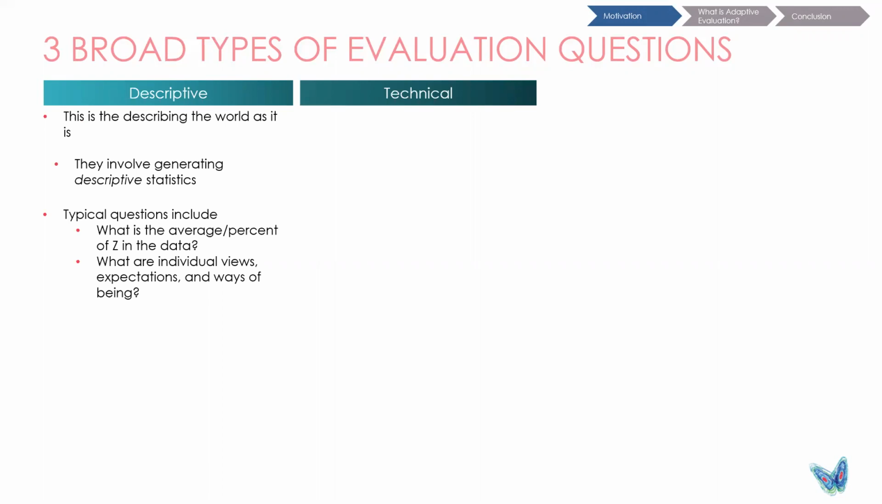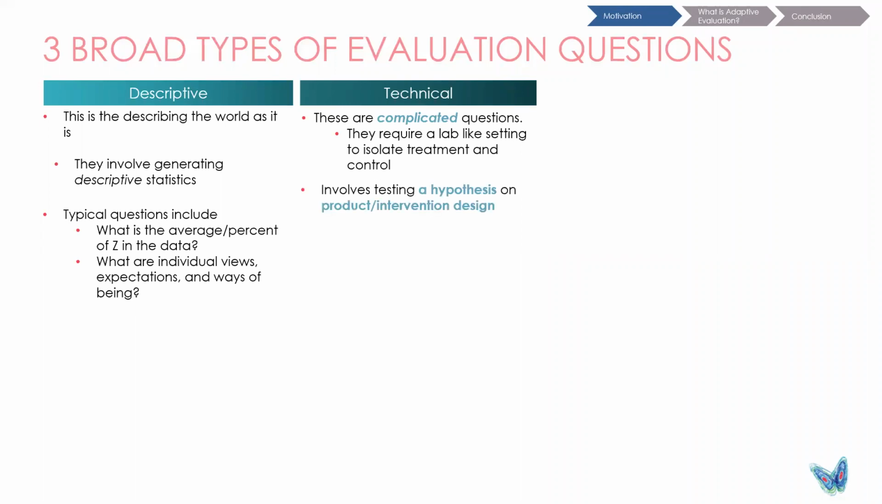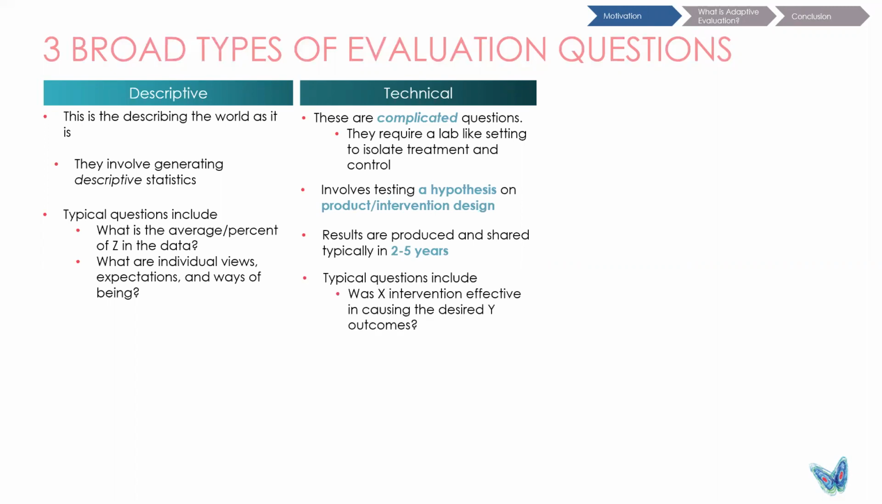The second type of evaluation question is technical. These are more complicated questions. They require a lab-like setting to be able to isolate treatment and control. They involve testing a hypothesis on product or intervention design. Occasionally, this involves a few hypotheses, typically with multiple treatment arms, with each treatment arm denoting a different design. Results are typically produced and shared in 2 to 5 years. Typical questions here include, was X intervention effective in causing the desired Y outcomes?